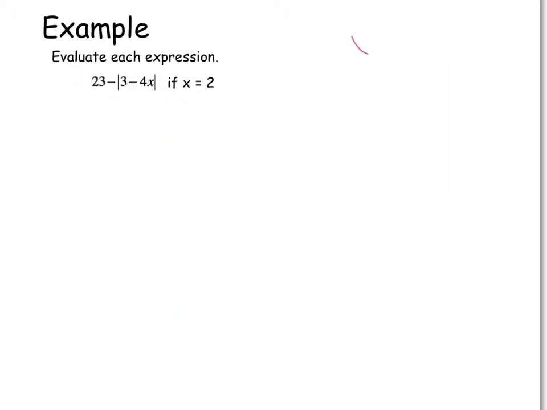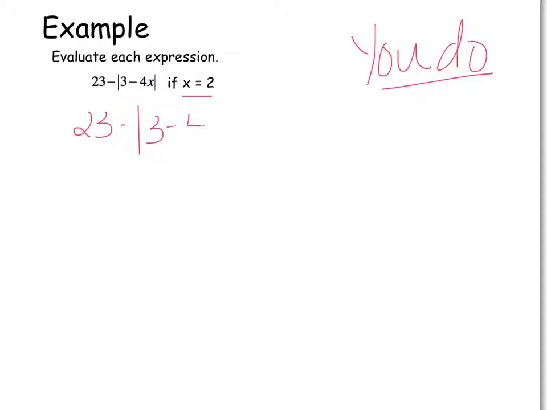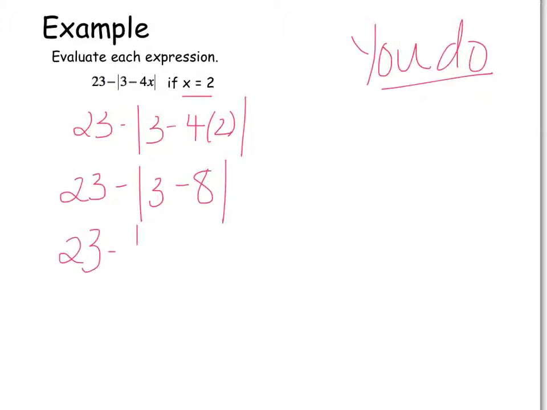Okay, I would like you to try this one. I would like you to do the best you can on this, and then when you're ready for the answer, go ahead and replay me. Okay, so I'm going to plug in x equals 2. We have 23 minus the absolute value of 3 minus 4 times 2, and 23 minus 3 minus 8, since 4 times 2 is 8. 3 minus 8 is negative 5. The absolute value of negative 5 is positive 5. And we have 23 minus 5, and 23 minus 5 is 18. Hopefully you got that one.